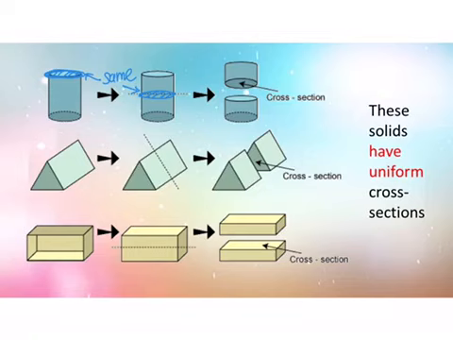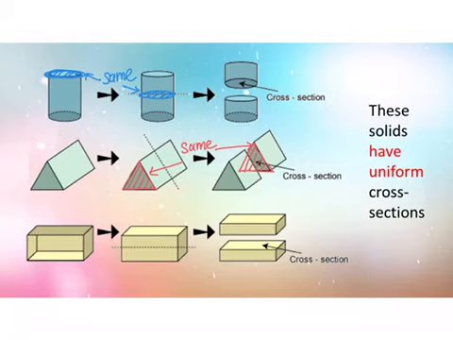Let's consider a triangular prism. For example, if I were to cut it across top down, I will have a triangle in my cross-section over here. And if I were to cut it in the middle, I will have another triangle over here. And these two triangular cross-sections have the same area.